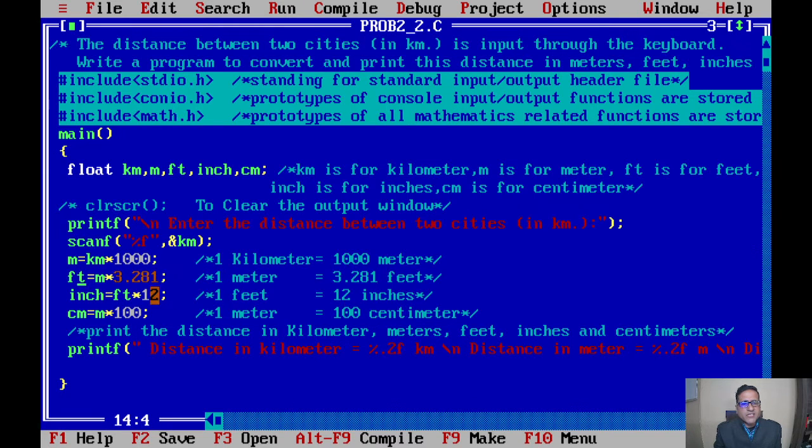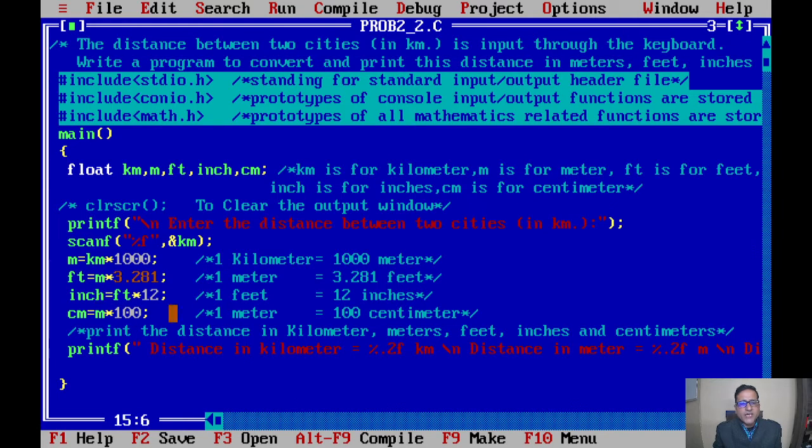Here it is also given in the comments that 1 kilometer is equal to 1000 meters. Likewise, in the next statement for feet, we need the kilometers in feet, so we have already converted kilometers into meters, and in this formula we use the meters to convert into feet. Here in the comment we can find that 1 meter is equal to 3.281 feet.